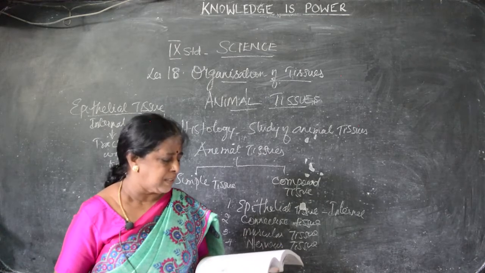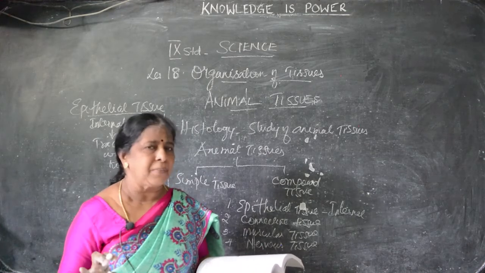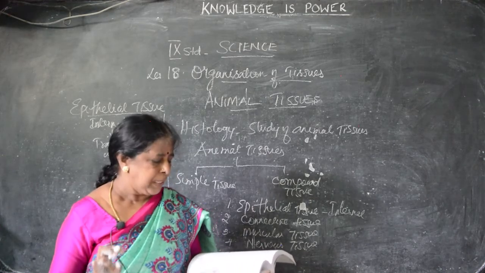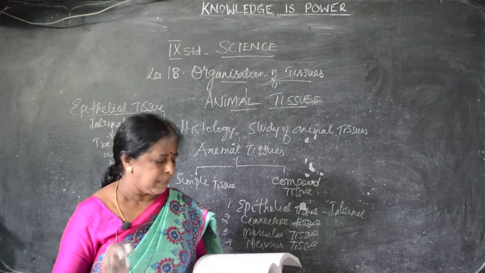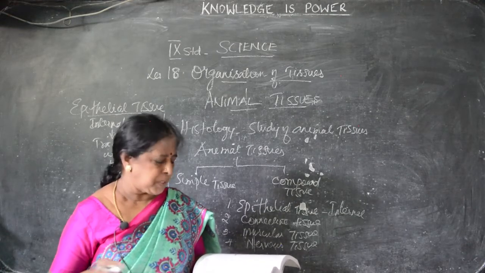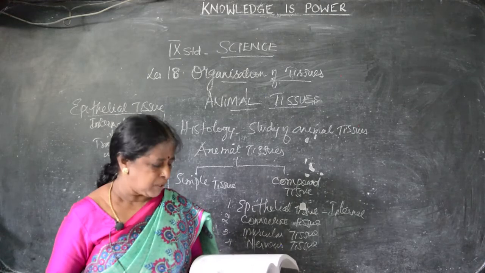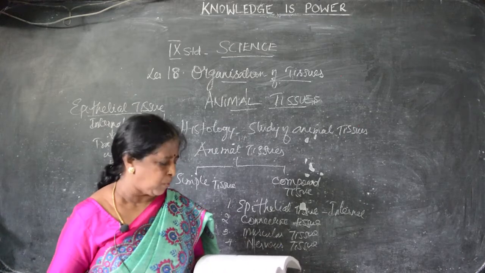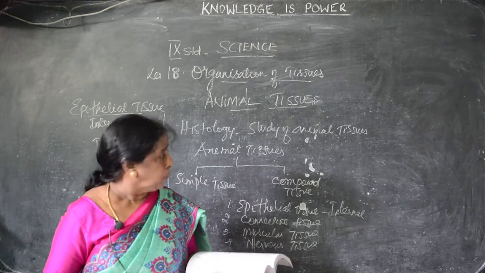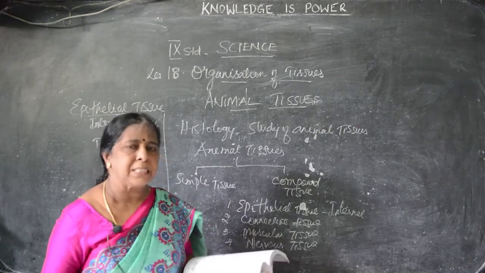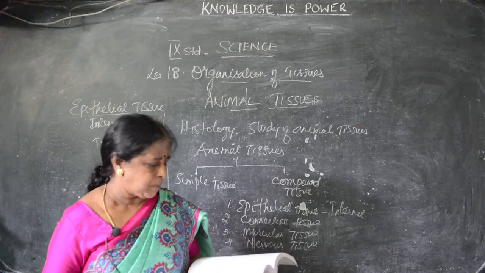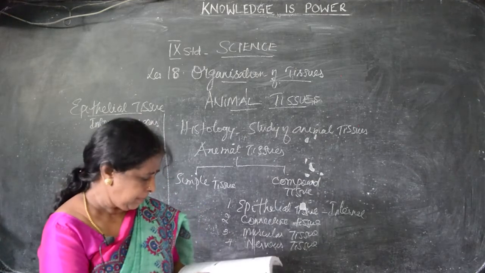So what are the functions? First one, it is the outer covering of our body and protects our body from drying, injury, heat and light. They help in the absorption of water. They are involved in the elimination, meaning what? Sending out of waste products. And they can do the secretion function also. What are the things secreted? Saliva, sweat, mucus and enzymes.